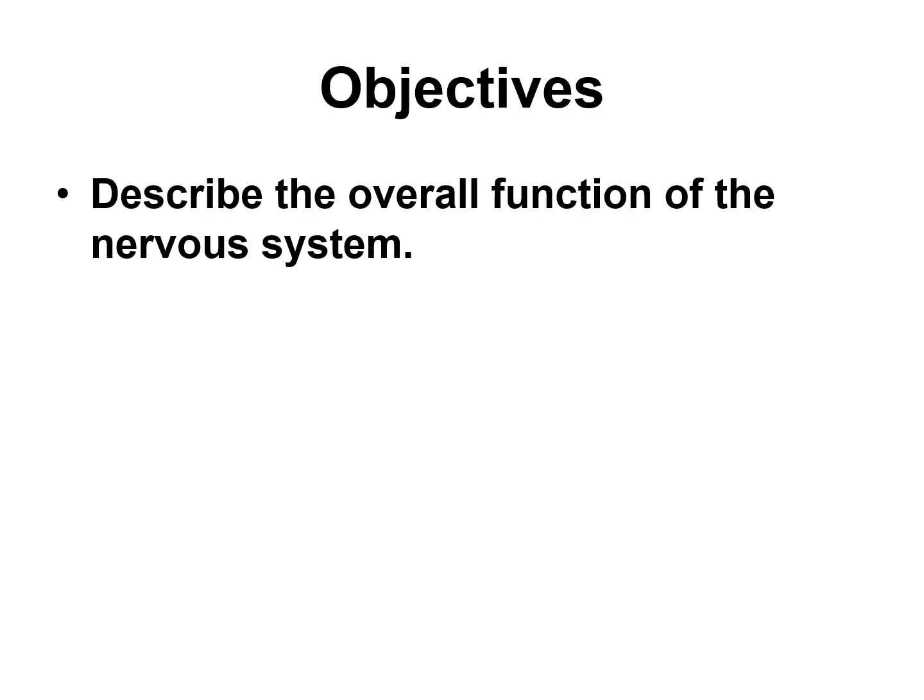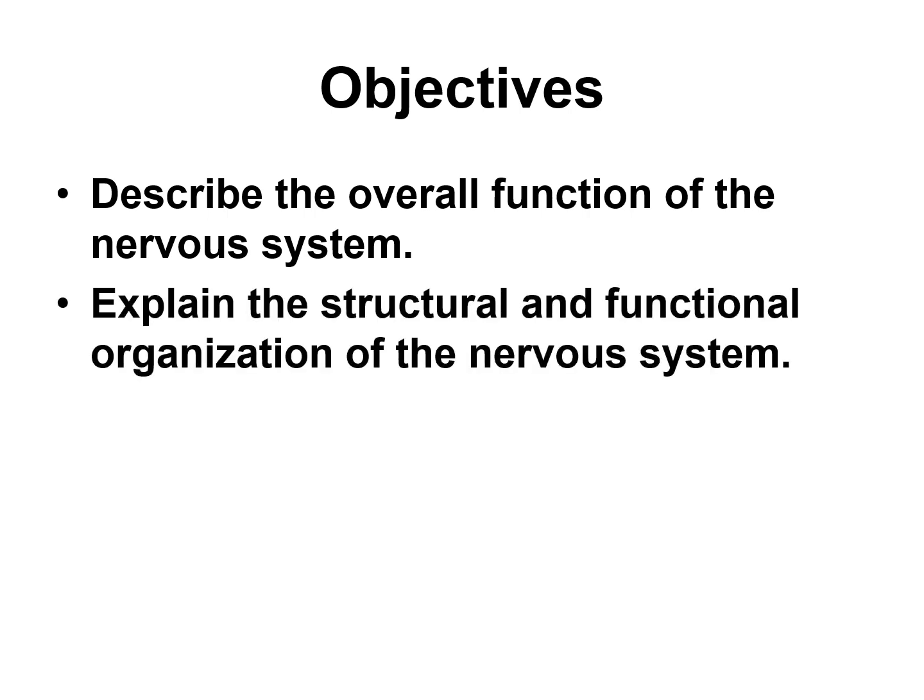The first will be to describe the overall function of the nervous system. The second will be to explain both the structural and functional organization of the nervous system.